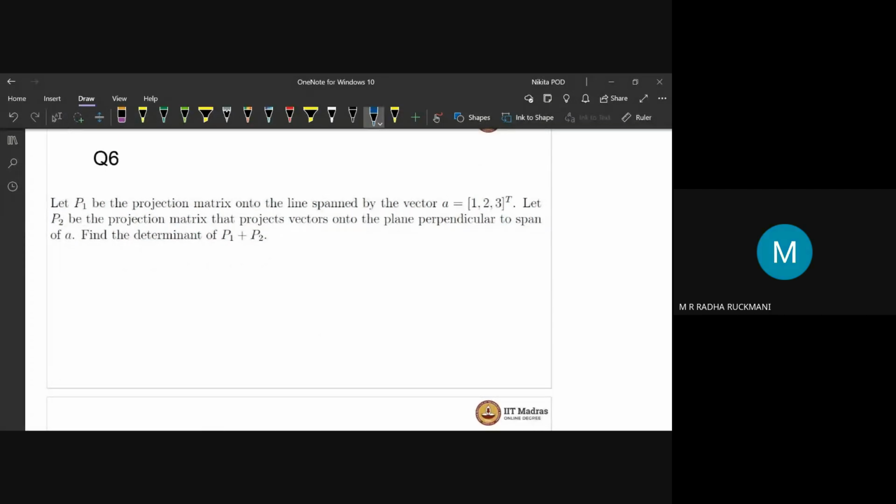Even this vector is redundant, you don't even need that. If you look at the question, it says P1 is a projection matrix onto the line spanned by any vector. In this case, the vector is given to be (1, 2, 3). So let's say this is my vector A. P1 is a projection matrix onto the line spanned by this vector A. And now P2 is the projection matrix that projects any vector onto the plane perpendicular to span of A. So if you draw any plane perpendicular to A, this is a plane which is perpendicular to it, and P2 projects the vector onto this plane, right?